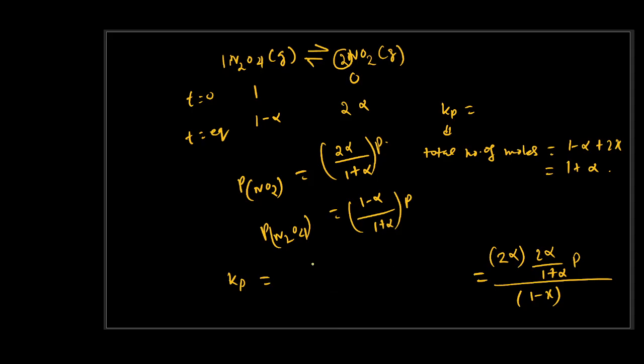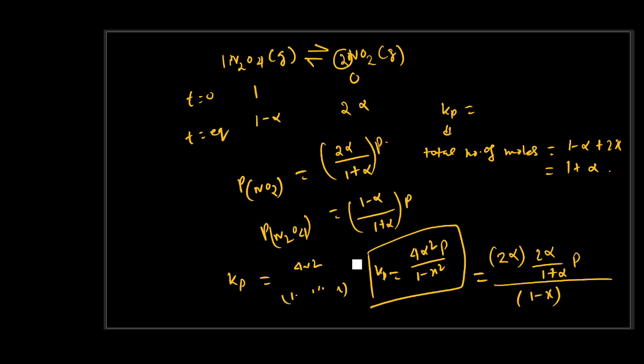So Kp will equal to, that will become alpha squared, and take this in denominator, then 1 minus alpha times 1 plus alpha, and p is left. So this one we can write (1 minus alpha)(1 plus alpha), that is a square minus b square, (a plus b)(a minus b) equal to a square minus b square. So this you can write 4 alpha square over (1 minus alpha square) p. So this is the expression for Kp.